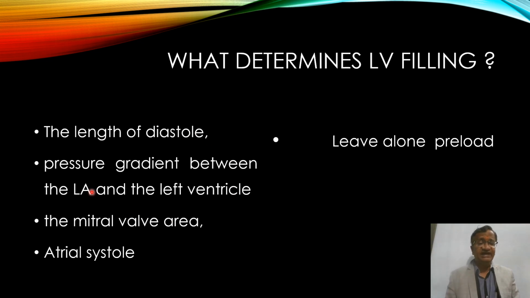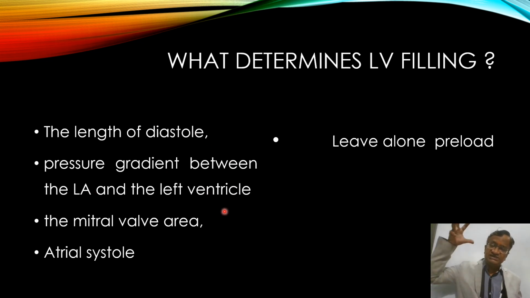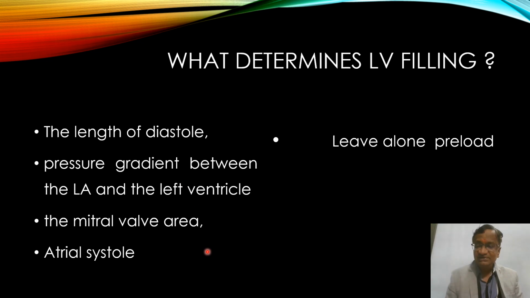Pressure gradient between the LA and LV. So if the pressure gradient is 25 by 5, it will fill. If there is no atrial fibrillation, atrial systole is fine, it will fill. The mitral valve area, if it is 2.5 square centimeters, yes, it will easily fill. If it is 1, no. So the length of the diastole, the pressure gradient, the mitral valve area, the atrial systole, all determine what is needed for LV to fill and push out into the aorta to get a good cardiac output.